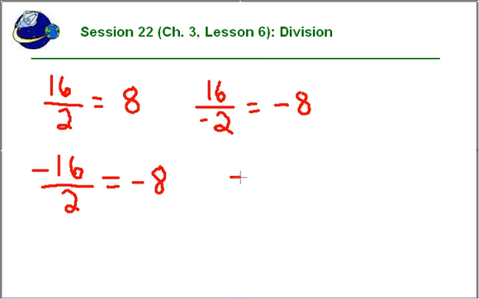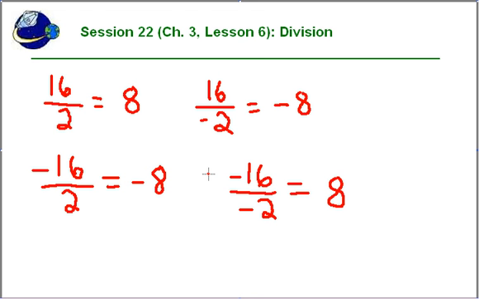And then in our last example, this time we're going to put negatives in both the top and the bottom. What is negative 16 divided by a negative 2? Ask yourself again, what number times negative 2 equals negative 16? Well, the answer there is 8, which is, by default, a positive 8. Why is that? Because a positive times a negative equals a negative. Positive 8 times negative 2 equals a negative 16.